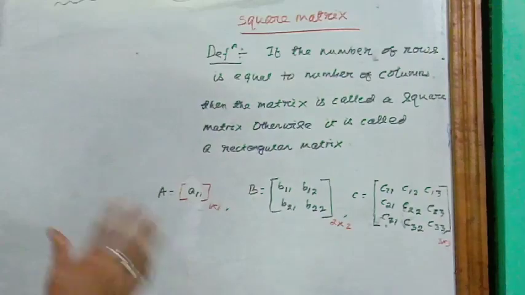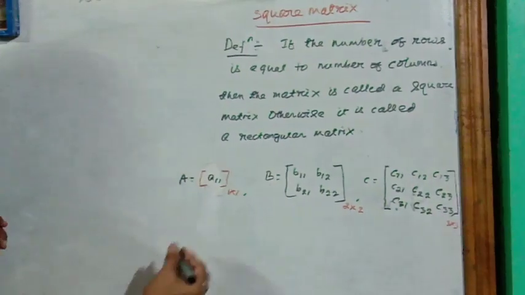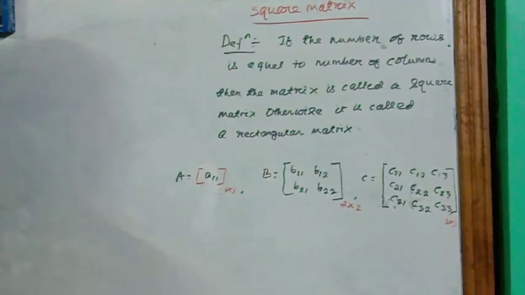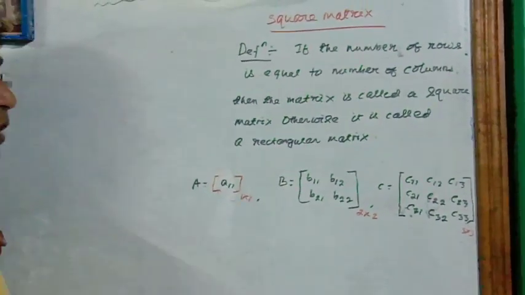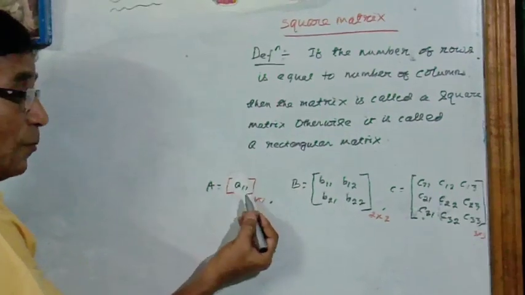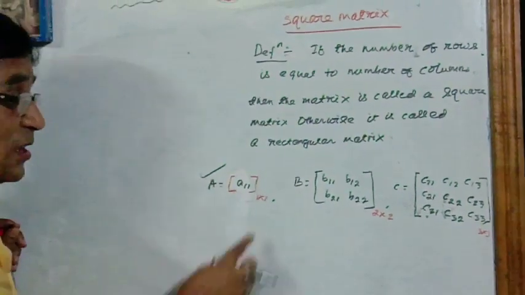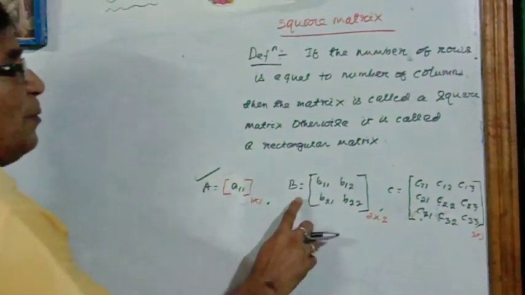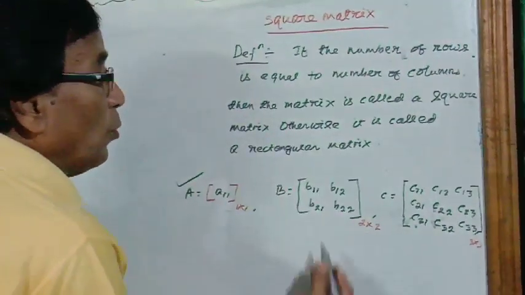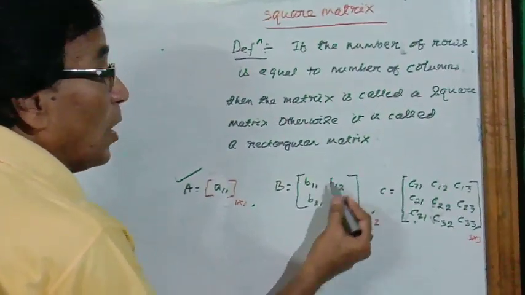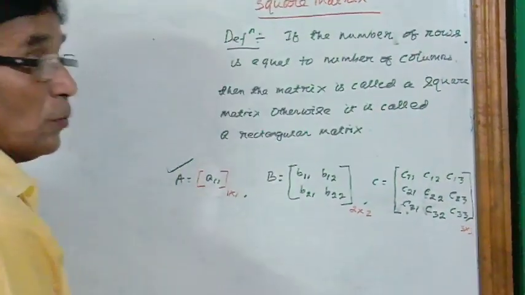That means if the number of rows is equal to the number of columns in a matrix, then the matrix a11 containing only one element is a matrix of which order? It is a matrix of 1 cross 1 because it has one row and one column. So since the number of rows is equal to the number of columns, it is a square matrix of order 1 cross 1. Similarly, if you take another matrix B, that is b11, b12, b21, b22, it has 2 rows and 2 columns. That means it is also a square matrix of order 2 cross 2.